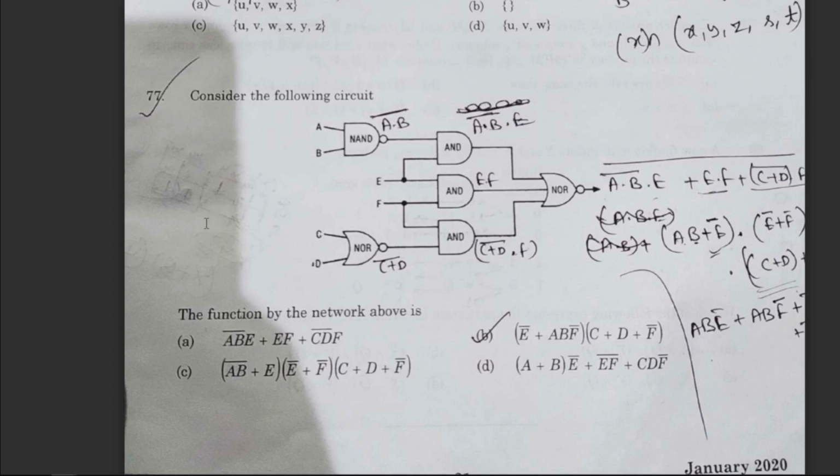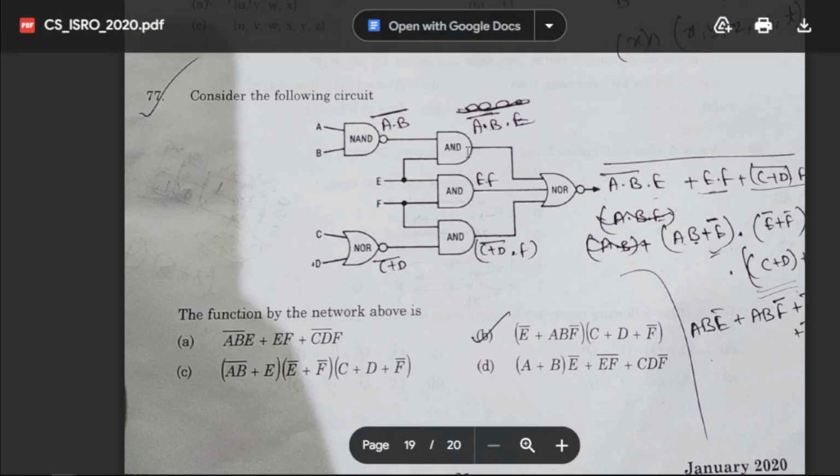Now consider the following circuit. Okay, this is the circuit, and the function realized by the network above is what? So here we have to find the function written by the network. Here AB becomes A dot B bar, CD becomes C plus D bar, because this is NAND, this is NOR. Now here it will be AB bar, and here we will get E, right? So AB bar and E, then there is E and F. Sorry, A and B and E, and this is not NAND, this is just AND.